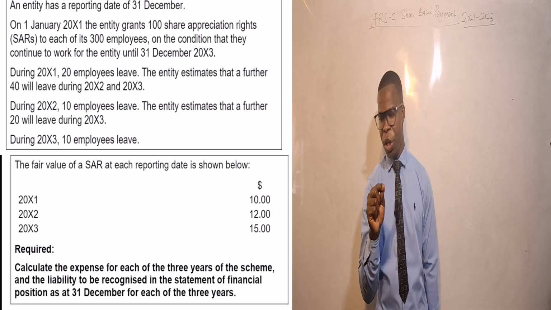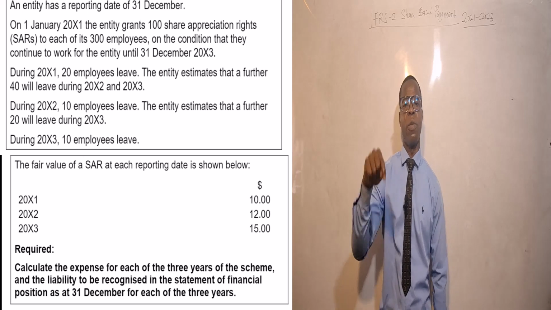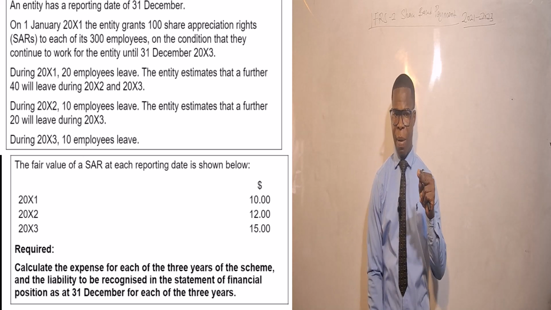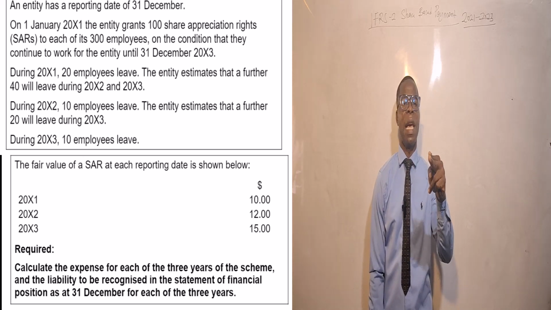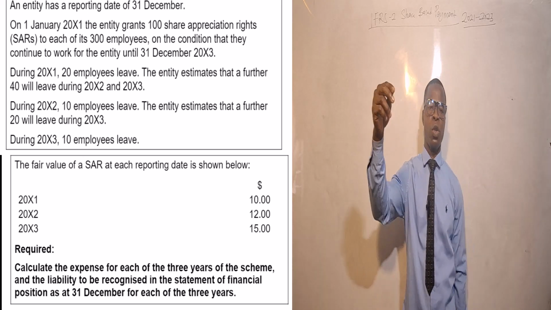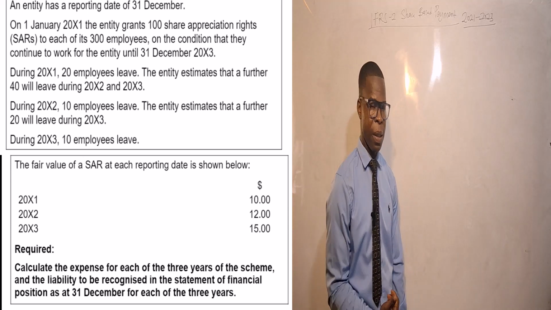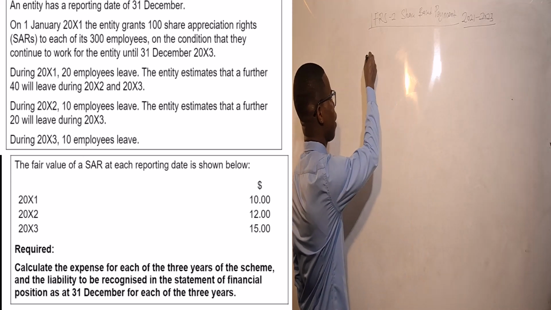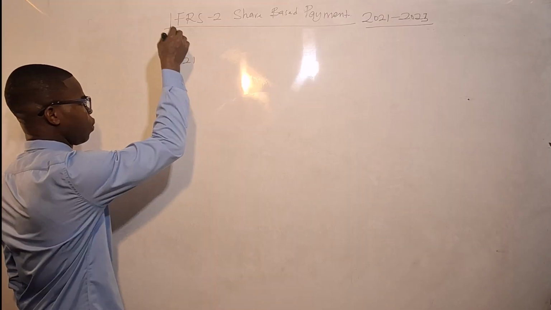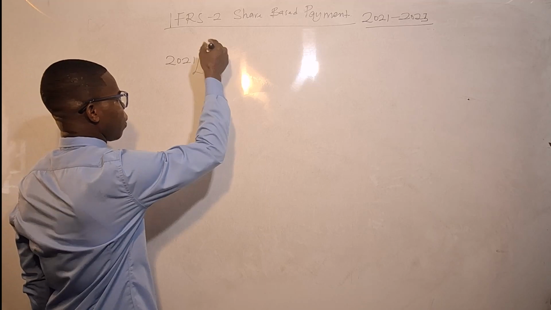Calculate the expense for each of the 3 years of the scheme and the liability that the entity is supposed to account for. Here, remember that the entity is not going to account for anything like equity. It is going to be an expense or an asset and also a liability. So let's take it one by one as we did under the equity settled. Here we are going to look at 2021. How many employees are we looking at? We are looking at 300 employees.